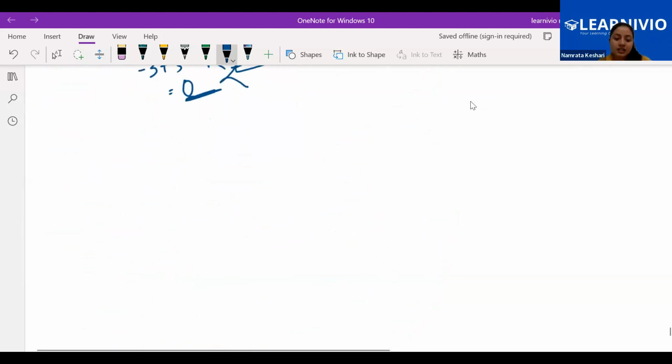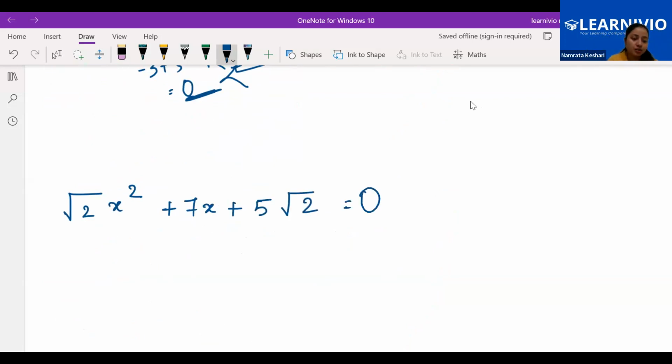As I said, I'll be starting with the basic equation and then we'll be progressing. So let's do this one. Root 2 x square plus 7x plus 5 root 2 is equals to 0. Let's solve this quadratic equation. Is it quadratic? Yes, it is quadratic because x square is there. The degree is 2. Name is quadratic. Equation, yes, equality sign is there. So yes, it is quadratic equation. First you try it, then we are going to do it together.